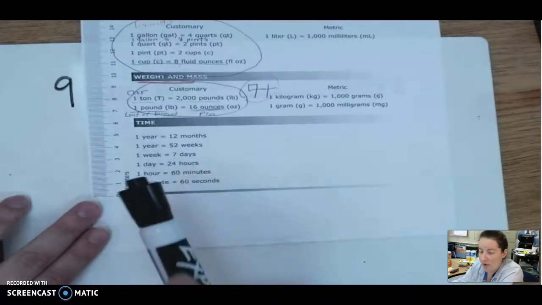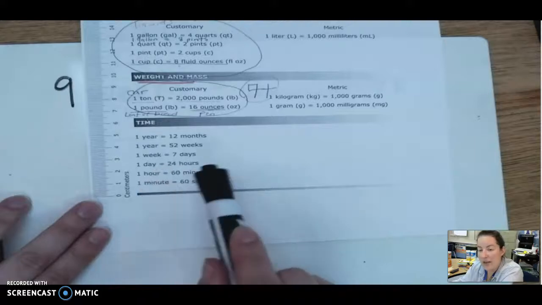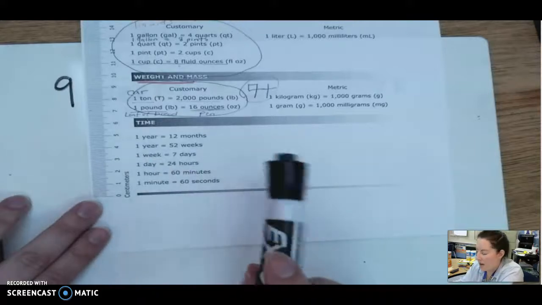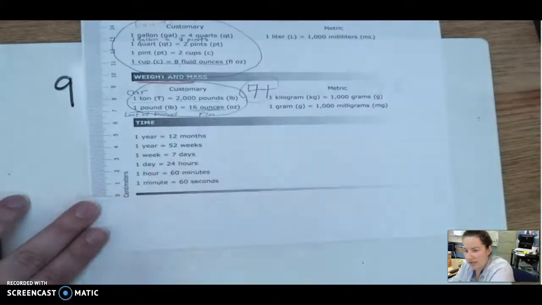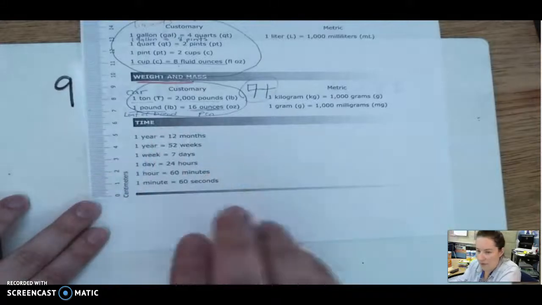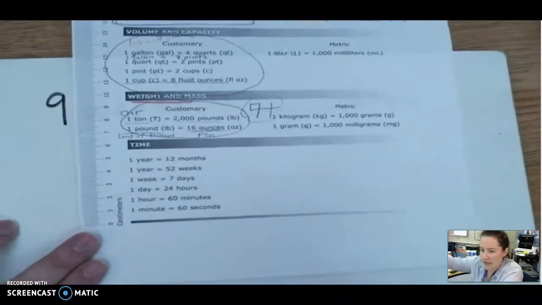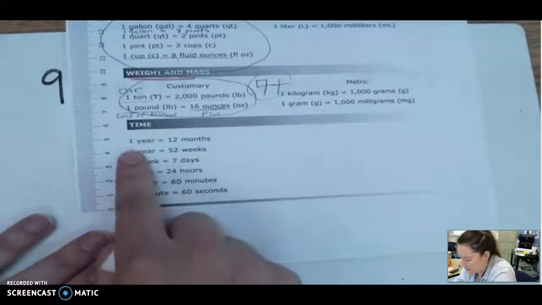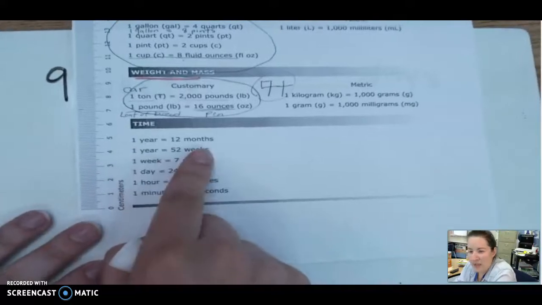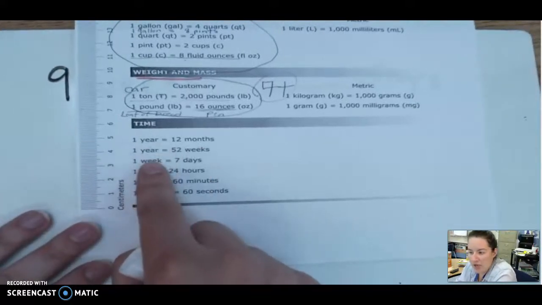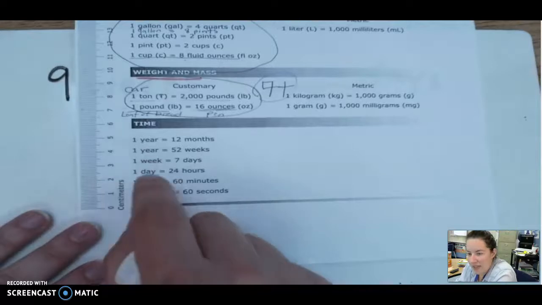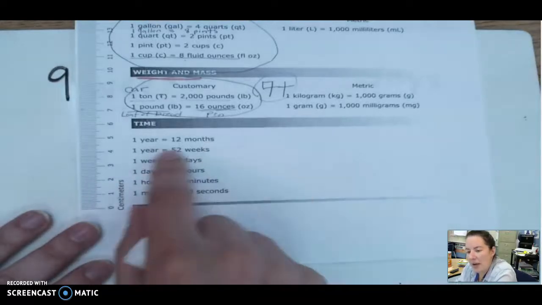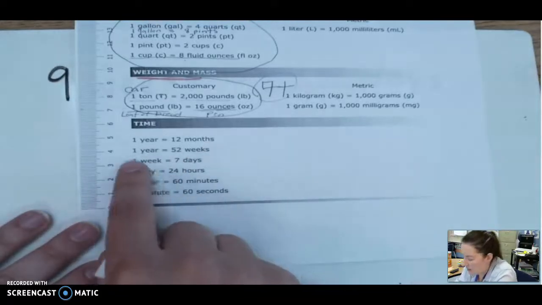Now, tomorrow you have your STAR test for writing, so we won't be doing any math. But today we're going to introduce this section here. So if you have your reference sheet, pull it out. If not, take a look at this. Let's look at time. You don't have to memorize these because they'll be right here on your reference sheet. So that's nice. But we still need to have an idea about what these are and how to use them.